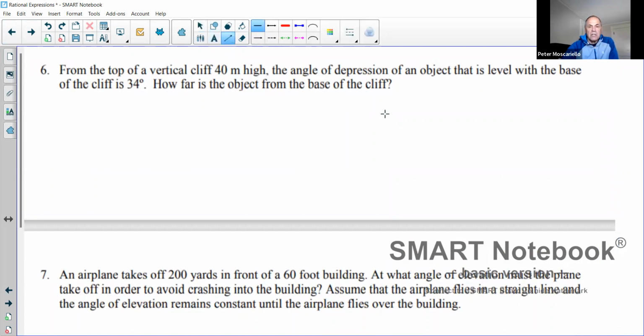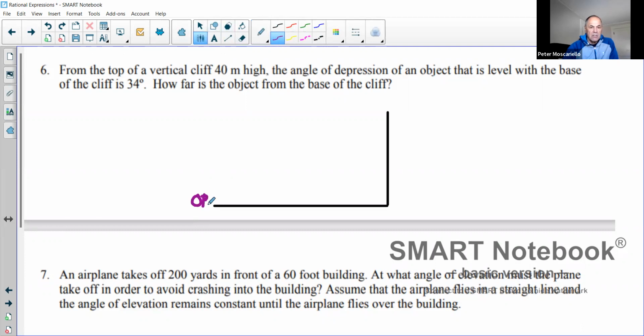From the top of a vertical cliff, there she is, top of the cliff. The angle of depression of an object that is level with the base of the cliff. Here's the base of the cliff. Here is the object. So from the top of a cliff 40 meters high, we look down at this object. Correct? Its angle of depression is 34 degrees. So this is 34. Wait, what? Wait, is it? No, it's not.